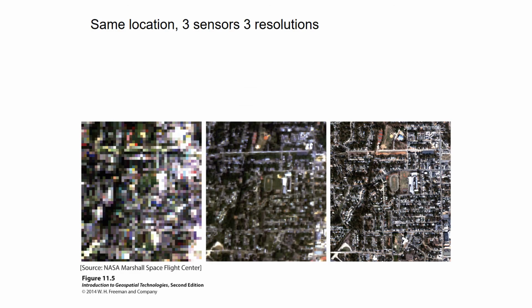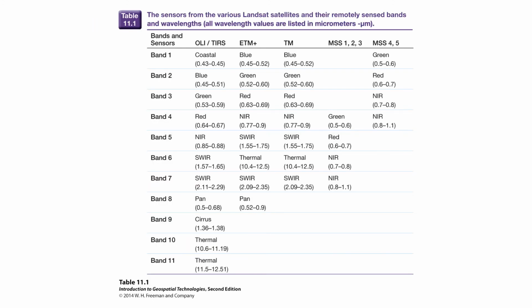Resolution is important. Here we have the exact same location collected with 3 different sensors at 3 different resolutions, and as you can see, the better the resolution, the easier it is to identify things. Here's just a nice table that shows all the different bands from all the stuff.